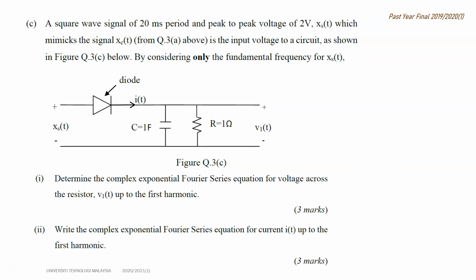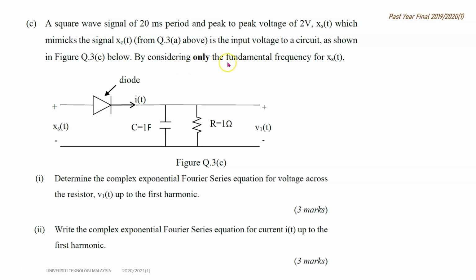The solution is not that long, but it's quite a tricky question. A square wave signal of 20 millisecond period and peak-to-peak voltage of 2 volt, which is regarded as xt, mimics the signal of xct from QA above. So xct from QA is actually a square wave signal. This is the input voltage to a circuit as shown in figure Q3C below.